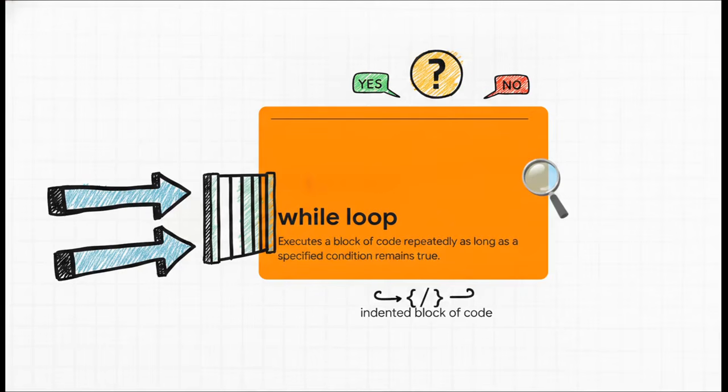Our very first tool is the while loop. Think of this guy as a gatekeeper. It's going to repeatedly execute a block of code, which, remember, in Python is grouped by indentation, just as long as a specific condition stays true. But the very second that condition becomes false, boom, the gate closes and the loop stops dead in its tracks.